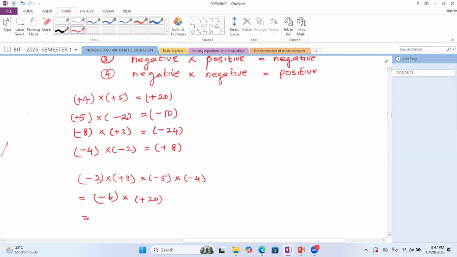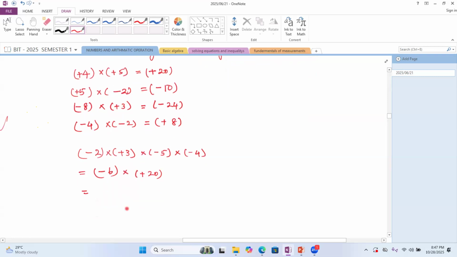Now, here are two numbers with negative and positive signs. Negative multiplied by positive is negative. 6 multiplied by 20 is 120. So the final result is minus 120. So we multiply positive and negative numbers, more than 2, and we get the results.